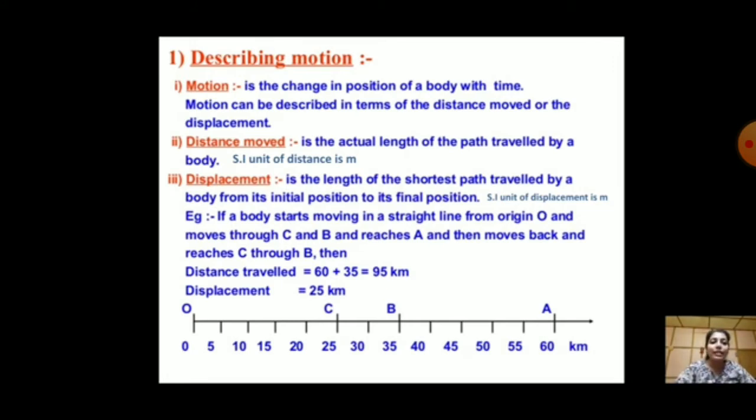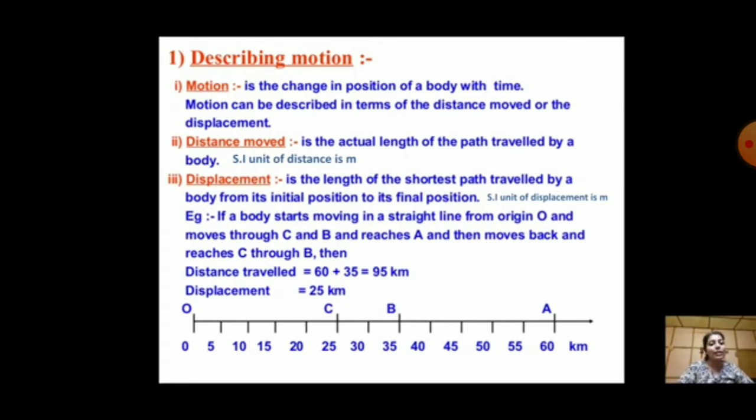Then it moves to C, B, then reaches A. Again from A it started its journey, then moves back and then reaches C. So what is the final position here? C. That means the body started its journey from O, then it reaches A. Again it moves back from A and then reaches C. So what is the final here? C, right? So what is the difference between the initial and final? That means between O and C, what is the distance here? 25. That means displacement is 25 kilometers.